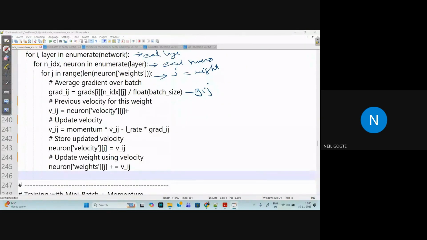Go to the jth velocity, because we are looking at the jth weight. So get the jth velocity, the old velocity. This is the momentum, a stored momentum. Initially, it will be 0. Remember, I just showed you that data structure, neuron velocity J. This is a key field, and J is the jth weight.